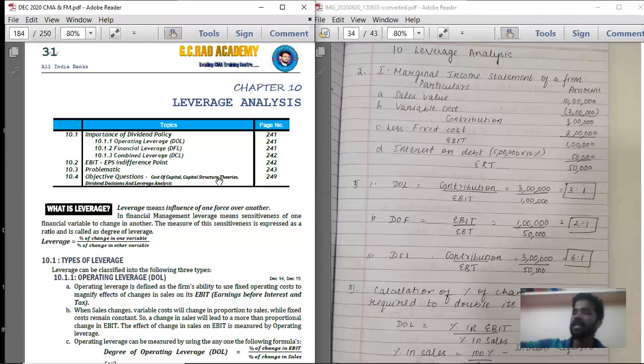Suppose sales increase from 10 lakh units to 15 lakh units. Then what is the percentage of increase? From 10 to 15, 50% has been increased. Then variable cost will also increase by 50%. So there is no difference between variable cost and sales.